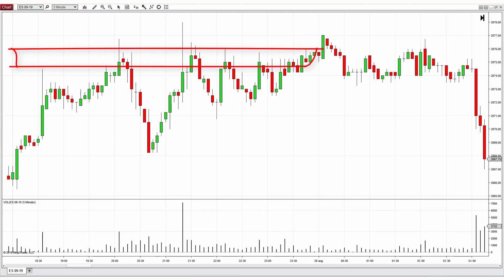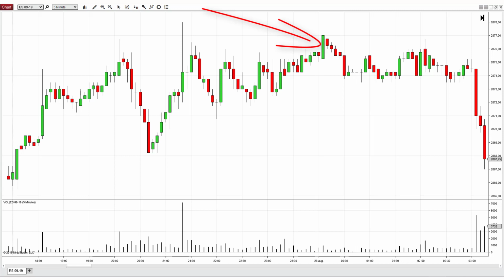The price tried to go up, but wasn't able to close there. It was forced back down below the resistance. Then what do we have here? A breakout, right? The market breaks out above this resistance that we have identified.